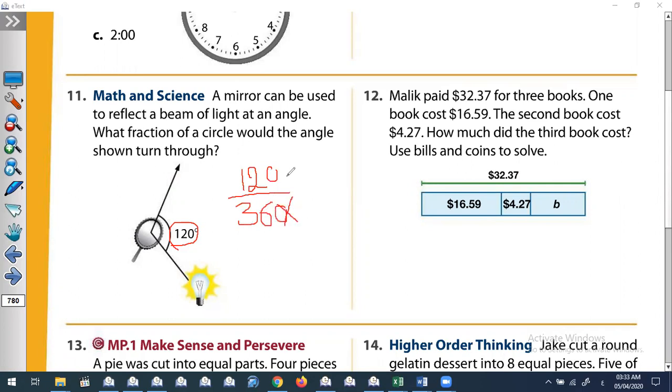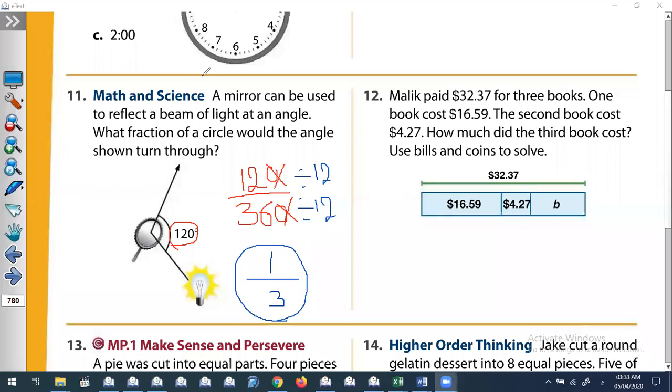Cancel 10 with 10. 12 and 36, both of them in table 12. So I will divide it by 12 up and also divide it by 12 down. So it will be 12 divided by 12 is 1. 36 divided by 12 is 3. So the fraction is 1 over 3.